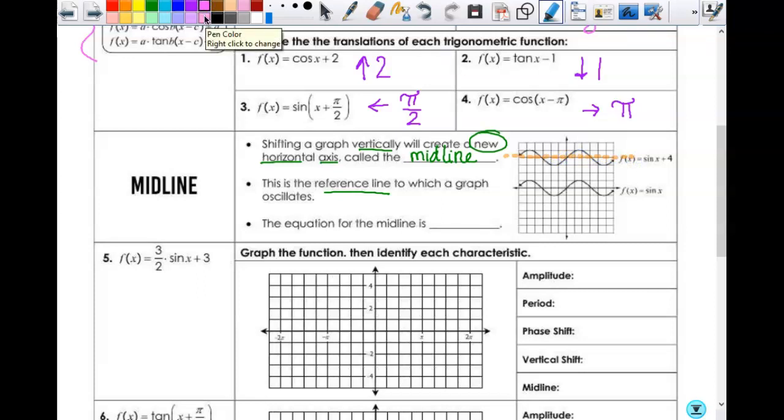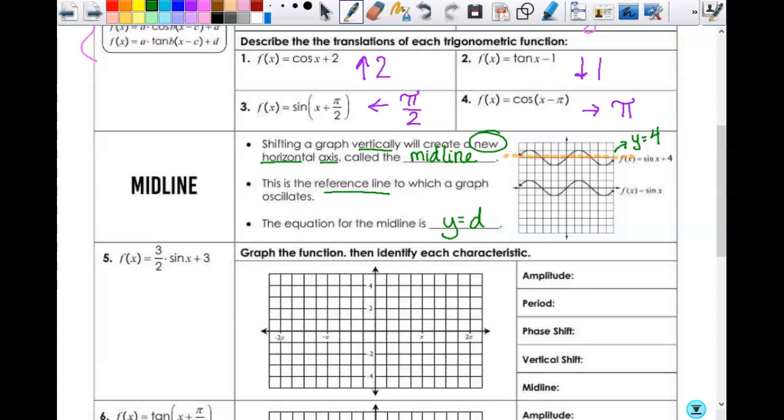What is the equation of that line that we just drew in? Y equals 4. So this one specifically is y equals 4. Which means that in general then the equation for the midline is just y equals d, just whatever that vertical shift is. Okay, so it's really easy to figure out. Everybody okay with all that so far?